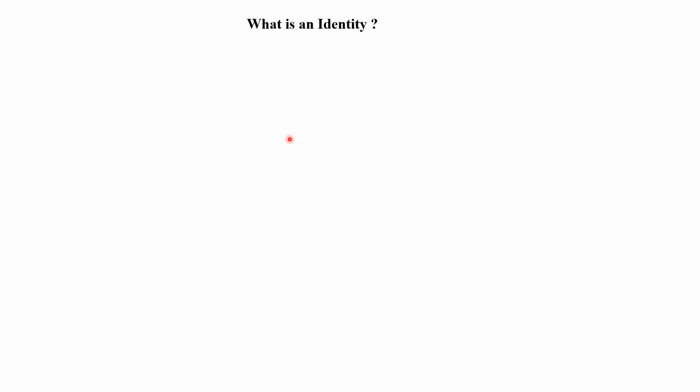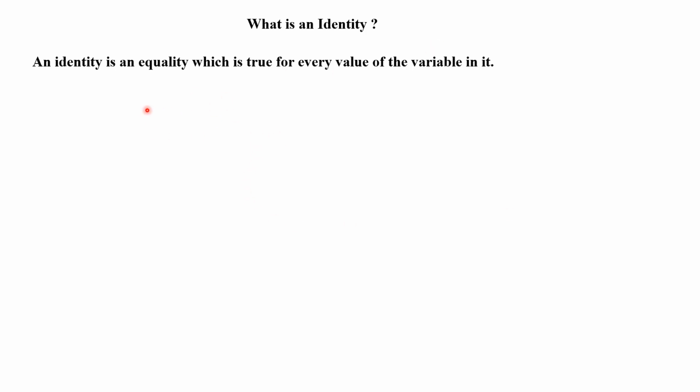So first of all, what is an identity? An identity is an equality which is true for every value of the variable in it. Now what is the meaning of this? So I have given one example. This is one identity. I have taken (a plus 1) into (a plus 2) equal to a square plus 3a plus 2.